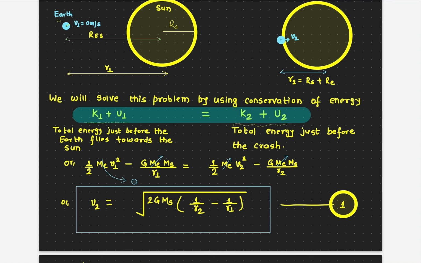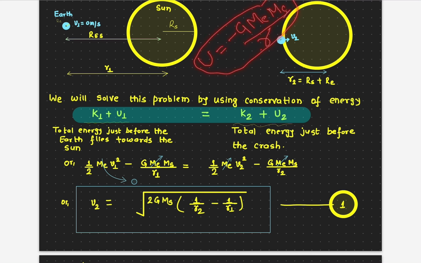And now when the earth crashes into the sun, we have to write down exactly the same equation: kinetic energy plus potential energy. What is the kinetic energy? We know the formula for kinetic energy is 1/2 mv squared. As the earth is moving, we write the mass of the earth and the speed of the earth squared. And the potential energy is G times the mass of the earth, mass of the sun, divided by r, the distance between them.